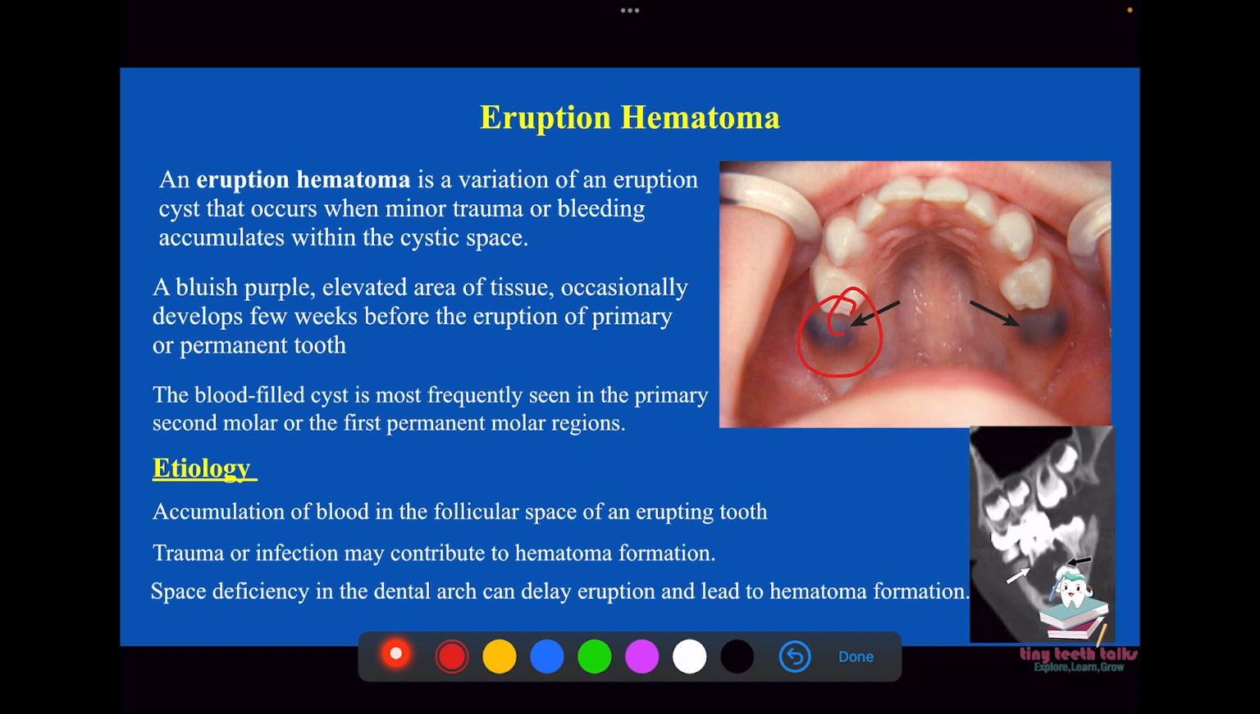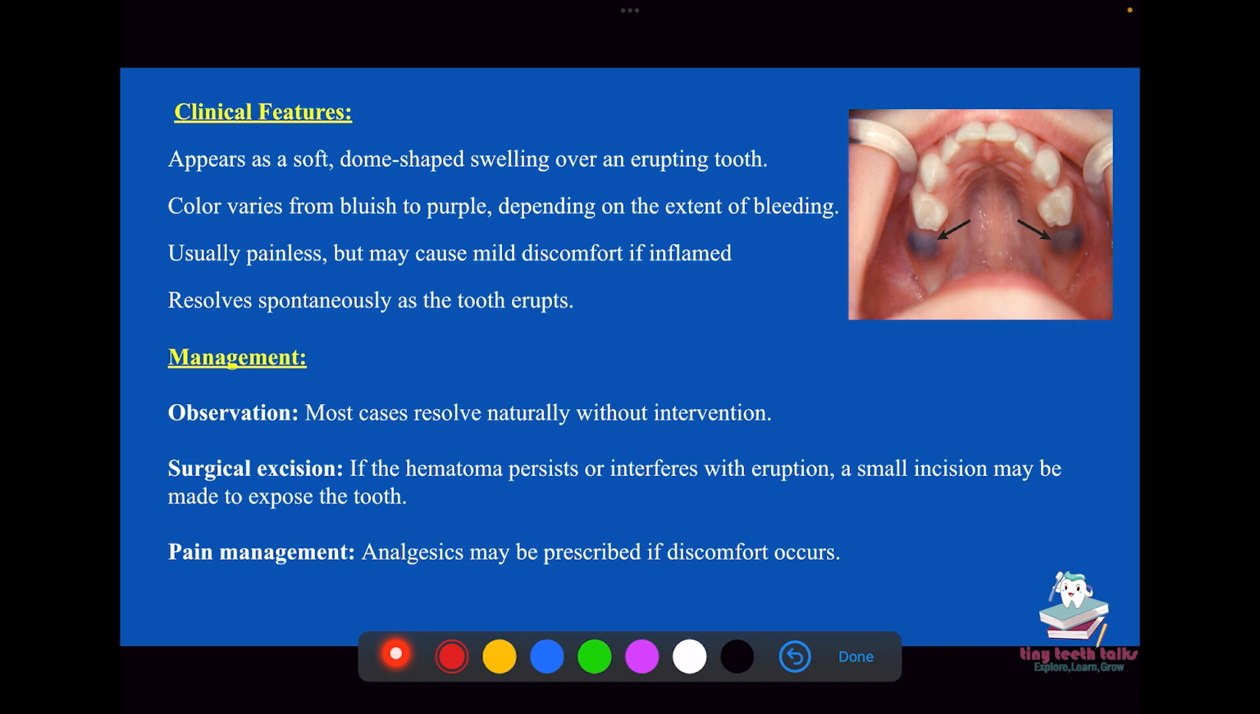Coming to the etiology, it may be due to the accumulation of blood in the follicular space of an erupting tooth. Trauma or infection may contribute to hematoma formation. Space deficiency in the dental arch can delay eruption and lead to hematoma formation. Clinical features: it appears as a soft dome-shaped swelling over an erupting tooth. Color varies from bluish to purple depending on the extent of bleeding. It is usually painless but may cause mild discomfort if inflamed, and resolves spontaneously as the tooth erupts.